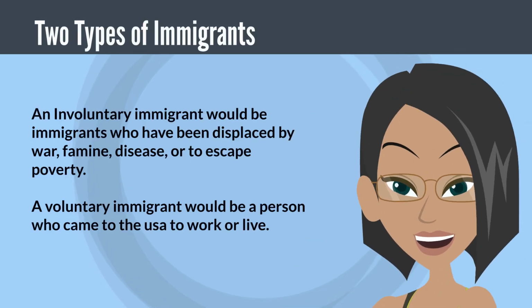There are two types of immigrants to the United States, voluntary or involuntary. An involuntary immigrant would be immigrants who have been displaced by war, famine, disease, or to escape poverty. A voluntary immigrant would be a person who came to the USA to work or live.